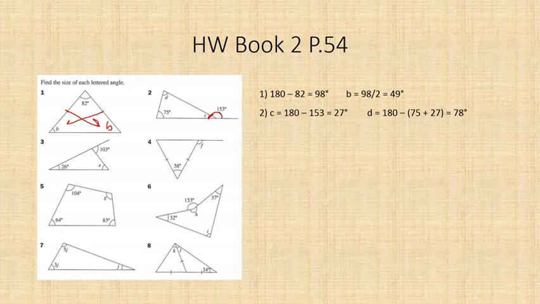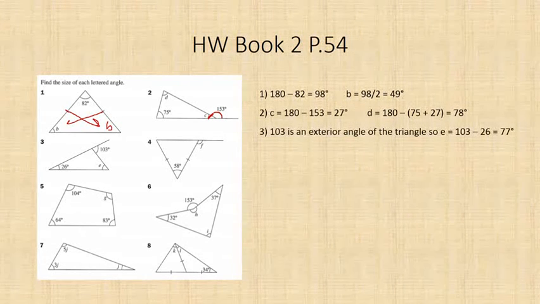Okay, for question 3 here, this is an exterior angle. So as we said before, we can just subtract 103 minus 26. So the answer is going to be 77 degrees.